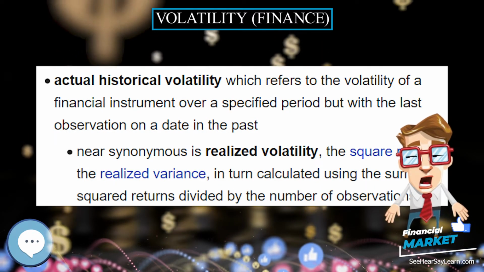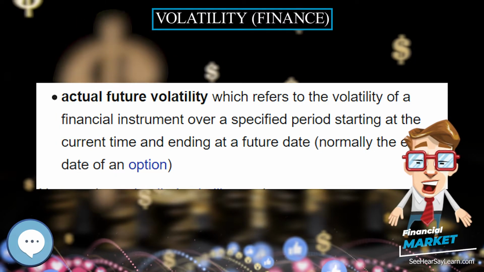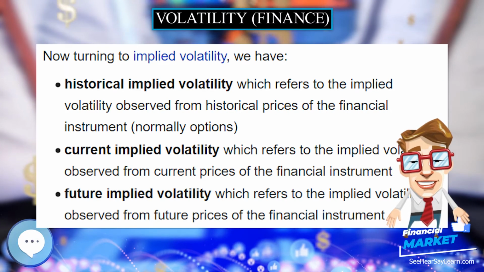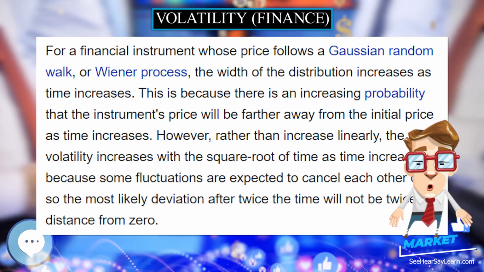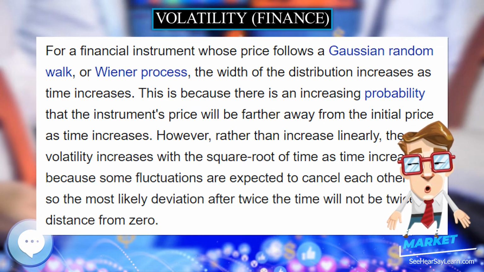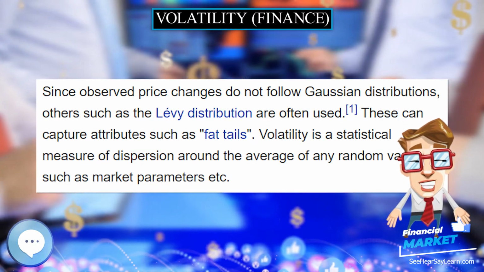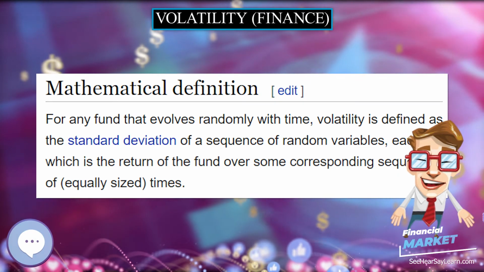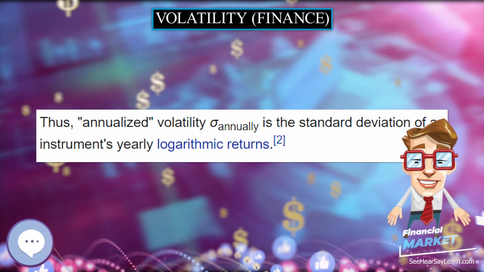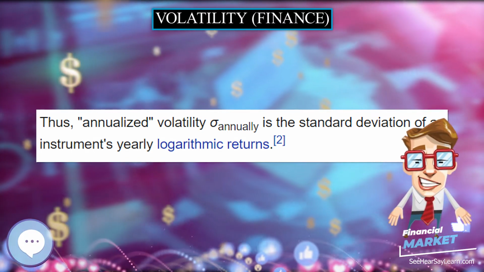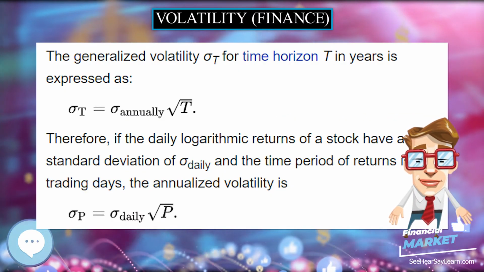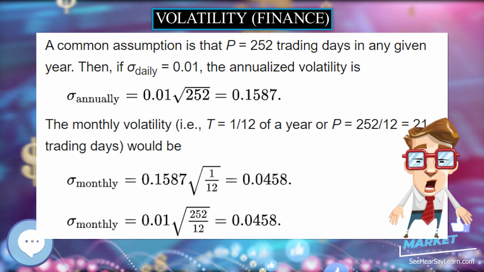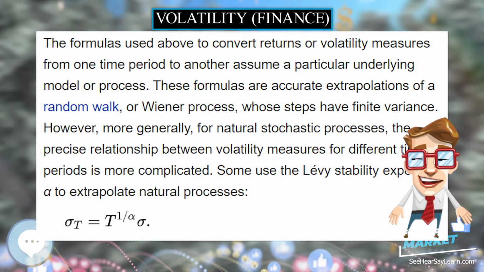Volatility terminology. Volatility as described here refers to the actual volatility, more specifically. Now turning to implied volatility, we have: for a financial instrument whose price follows a Gaussian random walk, or Wiener process, the width of the distribution increases as time increases. This is because there is an increasing probability that the instrument's price will be farther away from the initial price as time increases. However, rather than increase linearly, the volatility increases with the square root of time as time increases, because some fluctuations are expected to cancel each other out, so the most likely deviation after twice the time will not be twice the distance from zero.